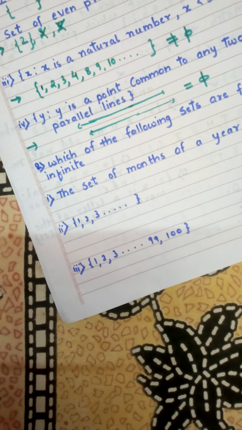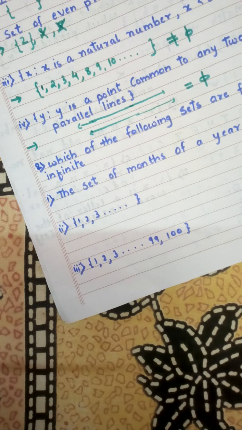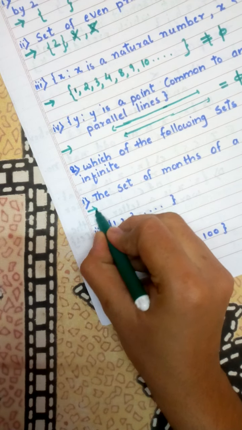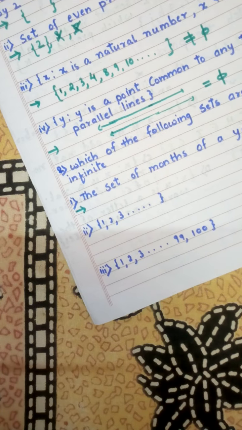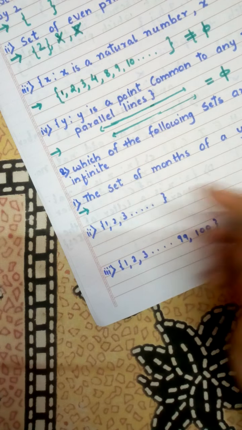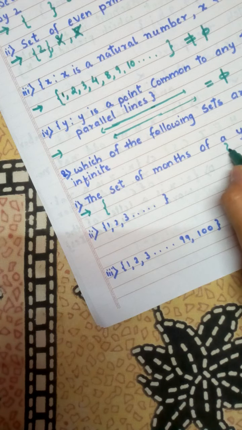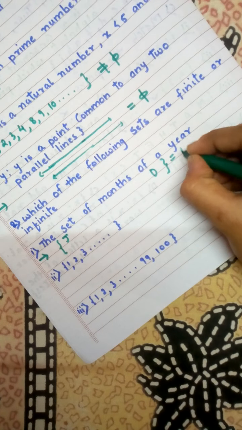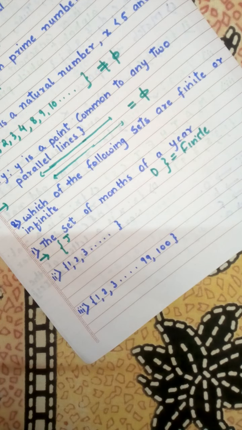Now the second question, in this they have asked which of the following sets are finite or infinite. That means which set has a fixed number of elements and which set has an unfixed number of elements, where we cannot say how many elements there are. The first one is the set of months of a year. We know that the months of a year are fixed, that is January, February, March, April till December. That means this set is finite. Therefore this is a finite set.